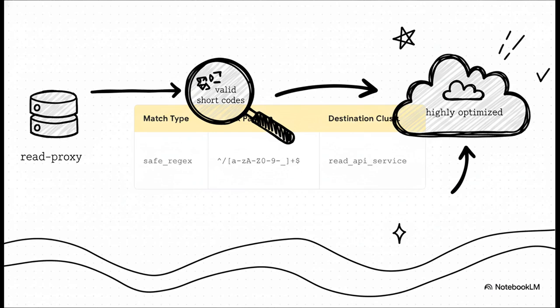All this pattern is doing is making sure that the request path is a slash, followed by one or more letters, numbers, dashes, or underscores. That's it. It perfectly matches a valid shortcode and nothing else. And when it finds a match, it sends that request straight to the hyper-optimized Read API service.